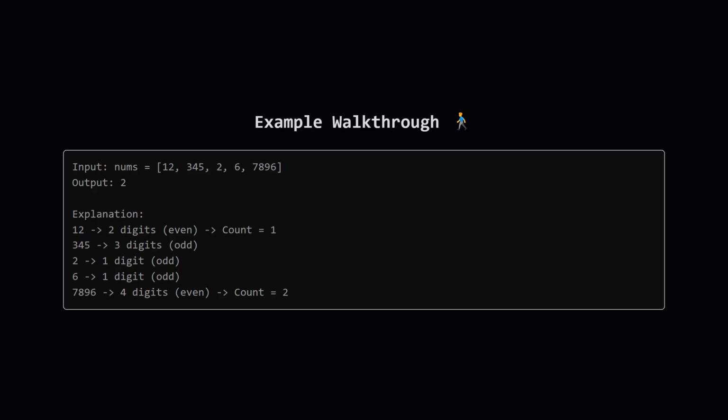Finally, 7,896. Let's see. 1, 2, 3, 4 digits. Is 4 even? Yes, it is. So we increment our count again. Our count goes from 1 to 2. That was the last number, so our final answer is 2. See? We just check each number and count the ones with an even digit count.